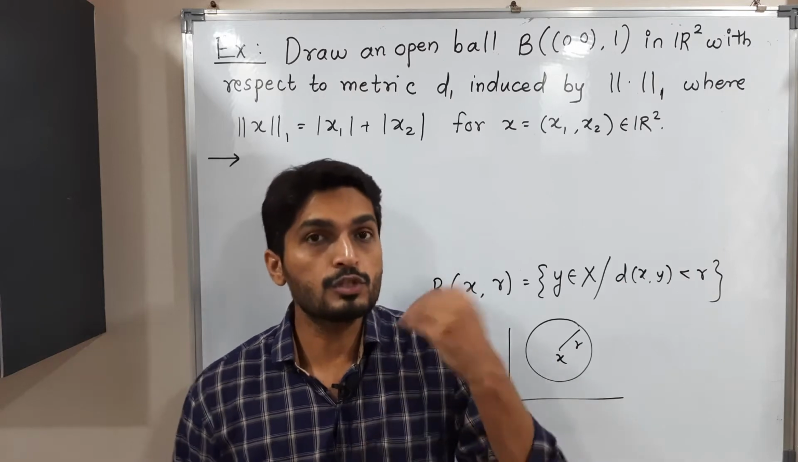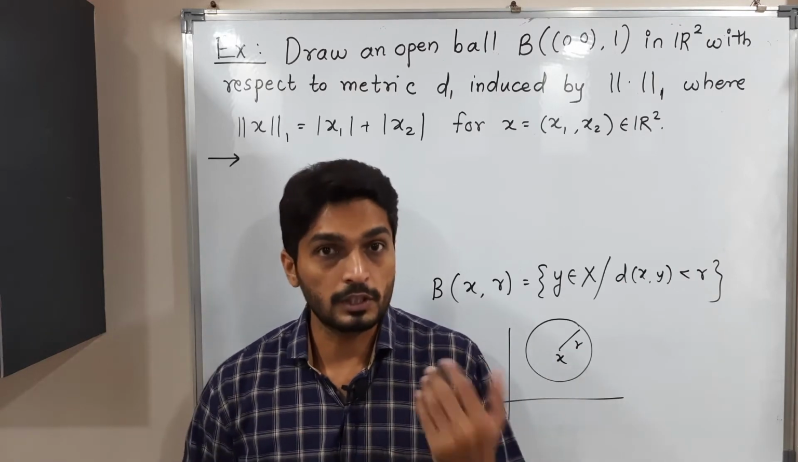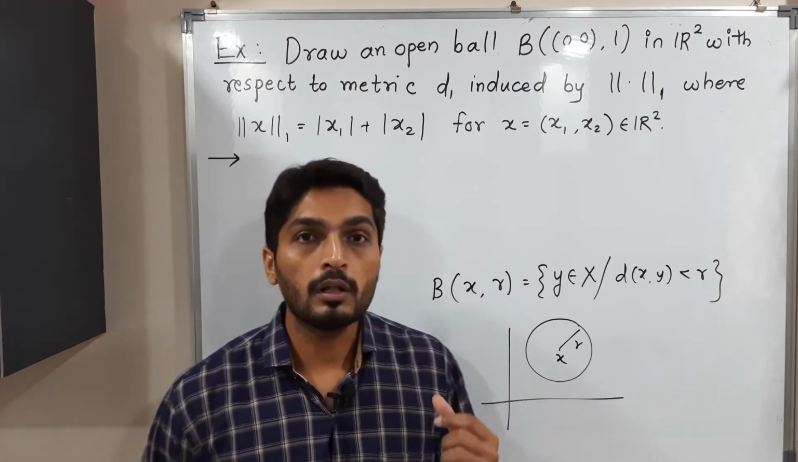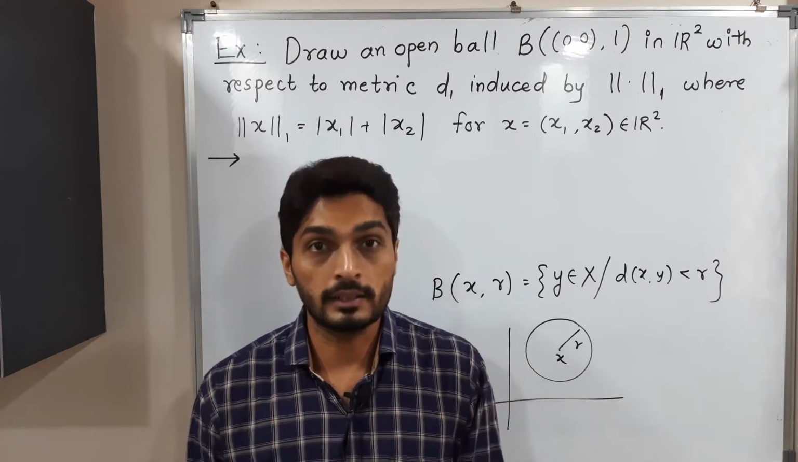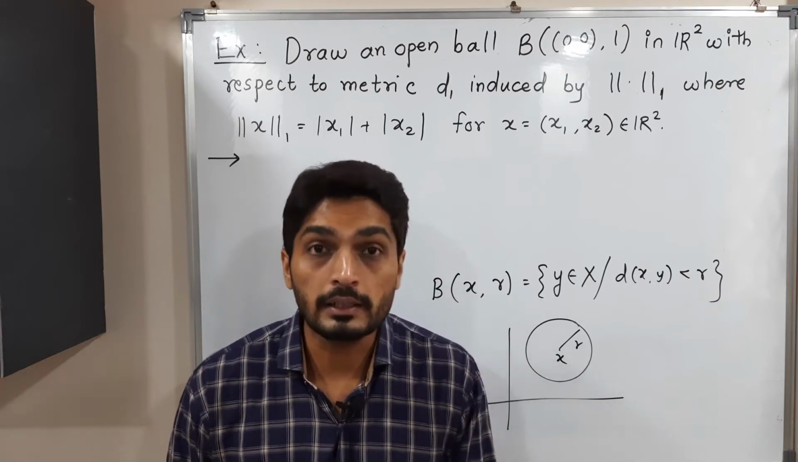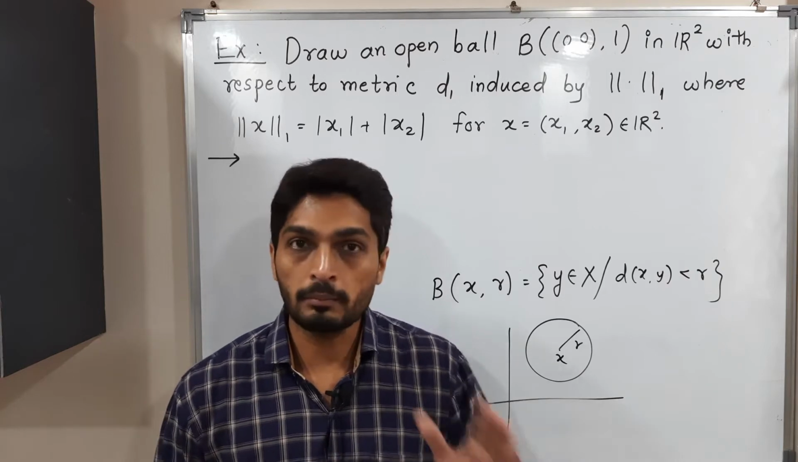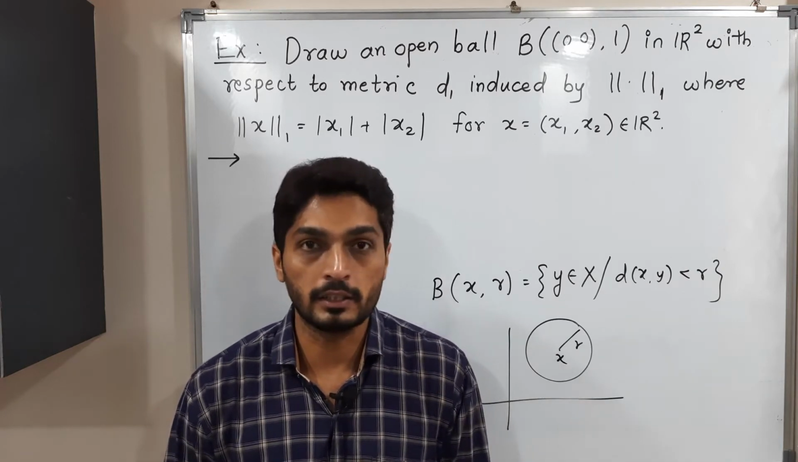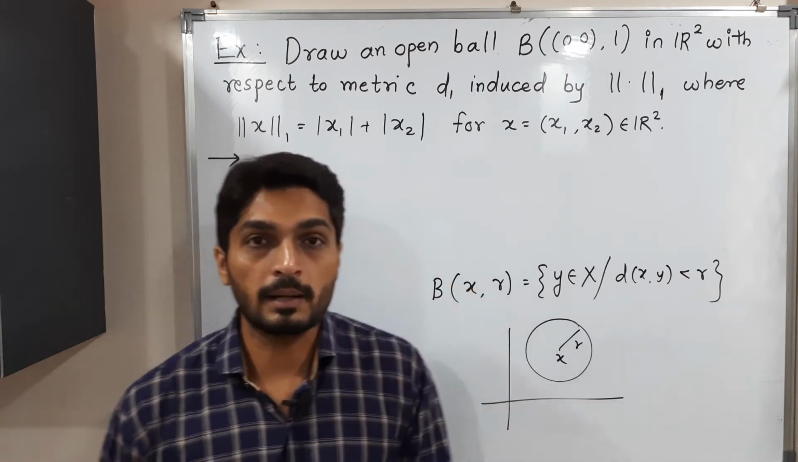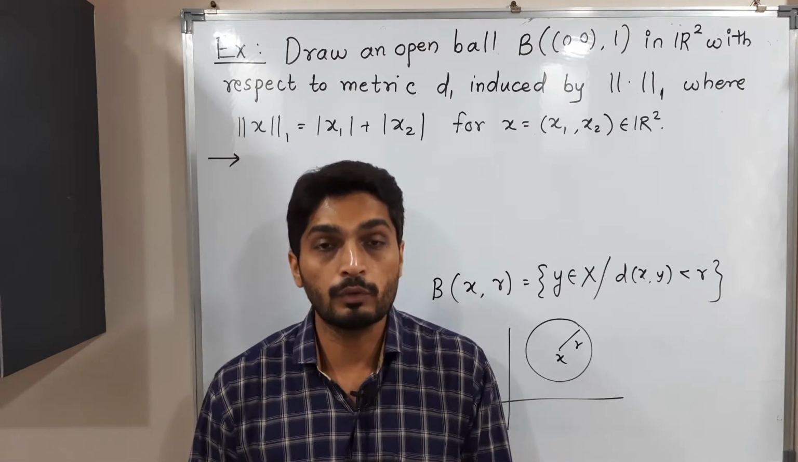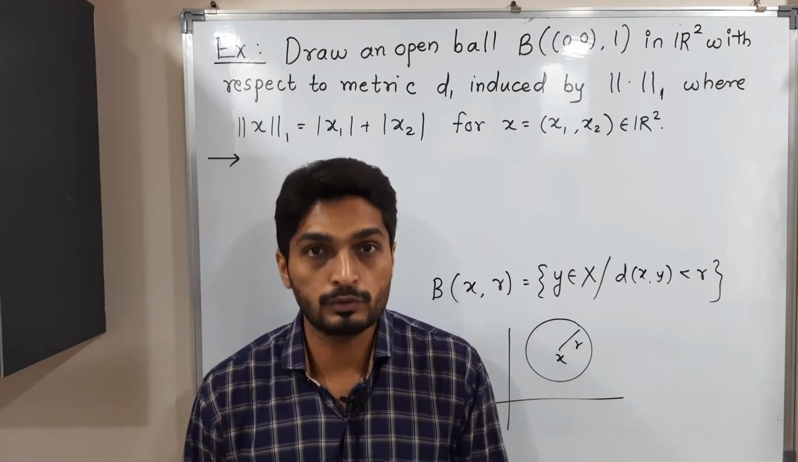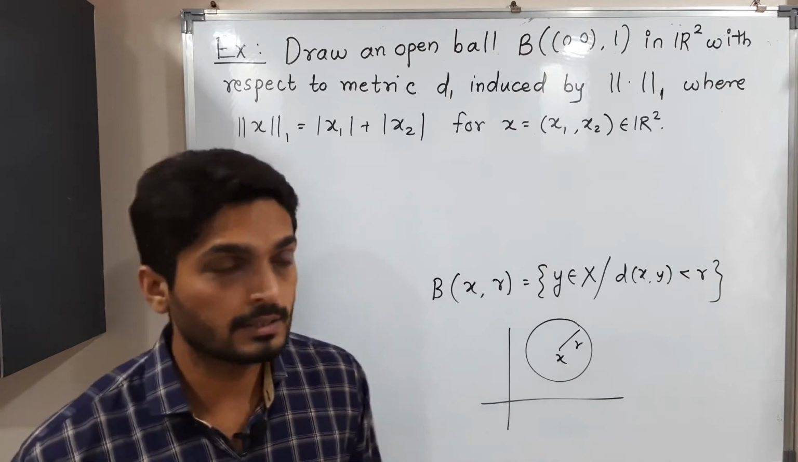But if you change the metric, the open ball need not look like a circle. It can be a square, it can be a triangle, it can be half of a plane, it can be anything. So with the help of these examples, we are going to see what different types of open balls we will get here. So let us start this example.